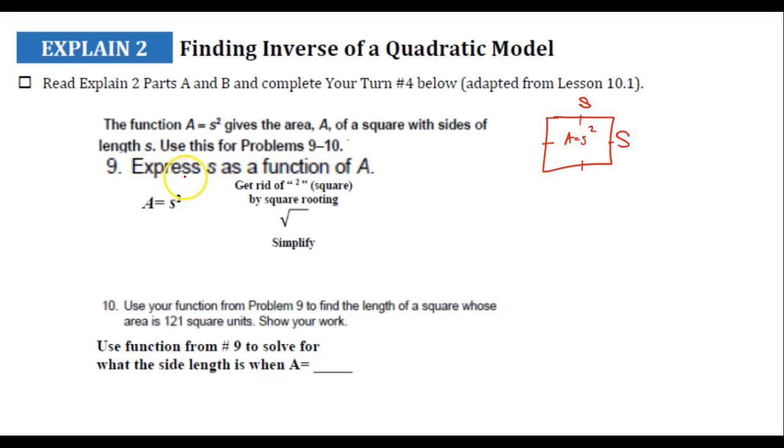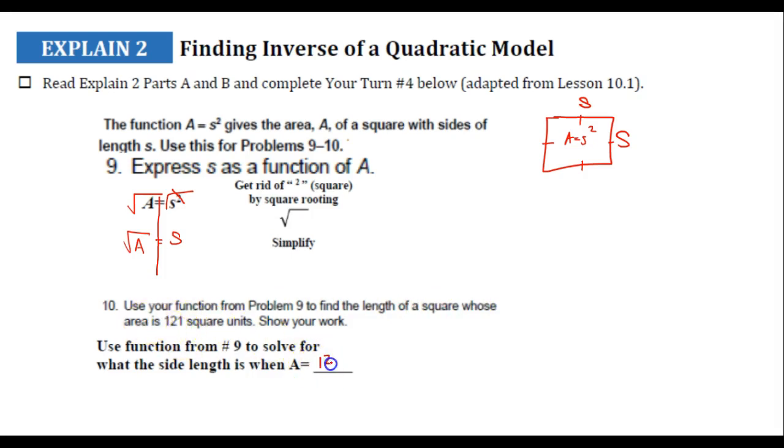So the first thing they want us to do is express s as a function of A. So we're going to solve for s. Now, to get rid of something that's squared, we're going to square root both sides. What that's going to do is cancel out our squared, and we're left with s equals the square root of A.